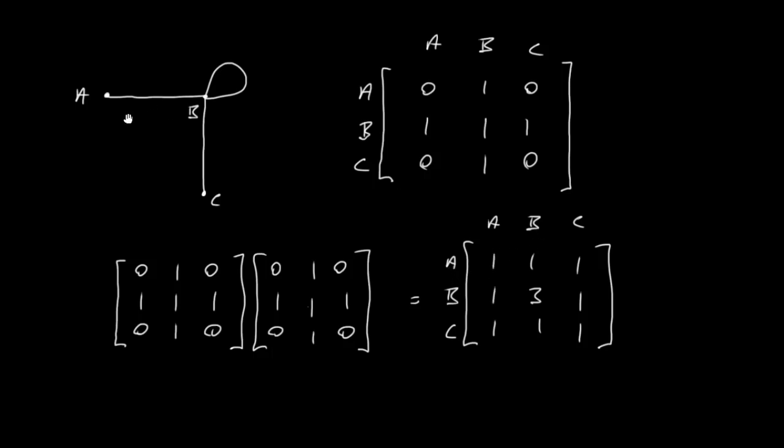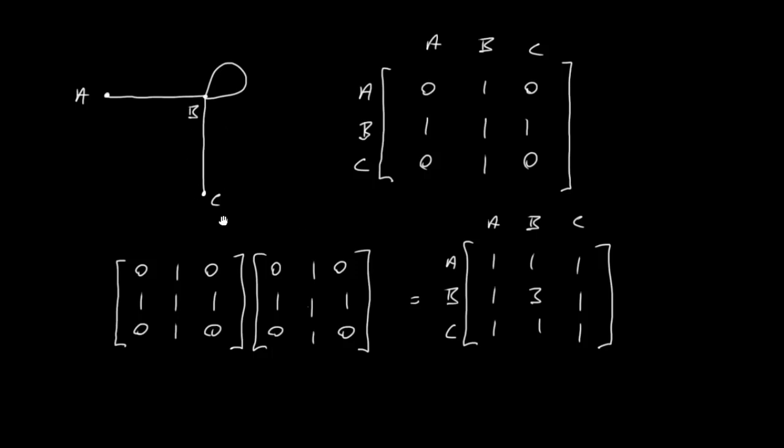What about A and B? Between A and B of length 2, well, we can go from A to B and then around the loop to B, and that's the only one of length 2. So there's 1 of those. What about A and C? Well, we can go over to B and down, so that's length 2. We could go A, B, around and down, but that's length 3. What about B and A of length 2? So what we could do is go around the loop and across here to A, that's length 2, so there's only 1 of those.